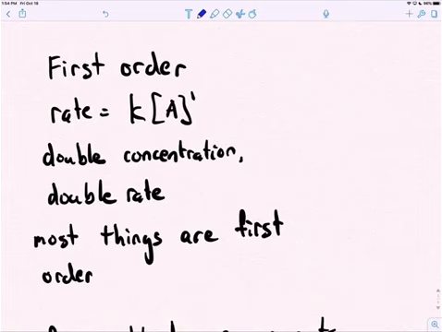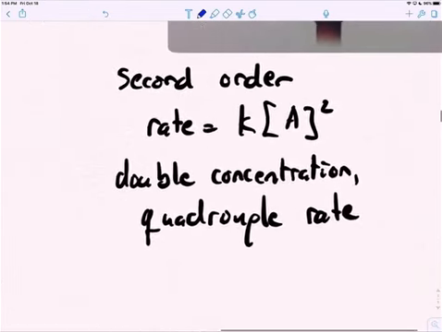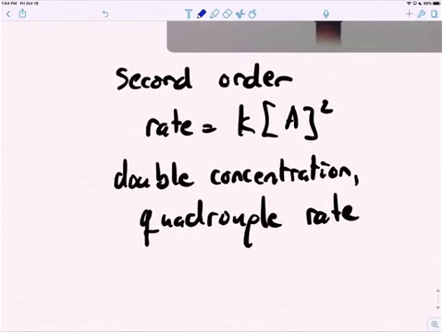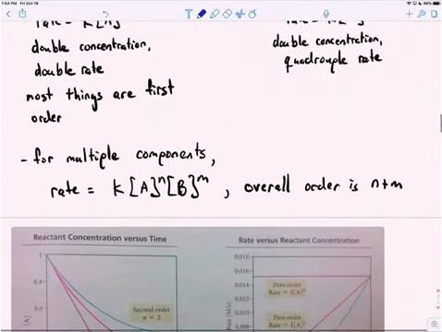Nuclear decay, first order. Interest in banks, first order. Almost every chemical reaction is first order. But then in chemistry, we do see things that are second order. Rate is equal to some rate constant times the concentration of A to the second power. In this case, if you double the concentration, you quadruple the rate. You can also have fractional orders as well.